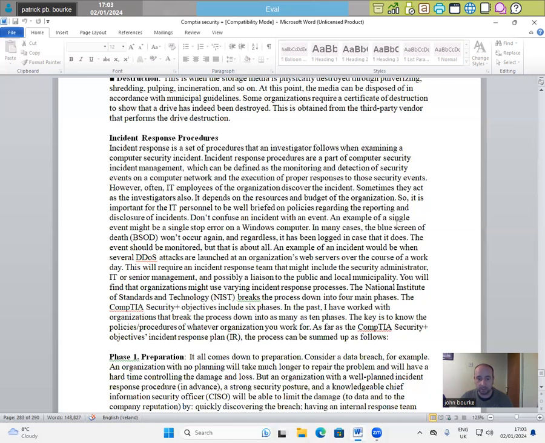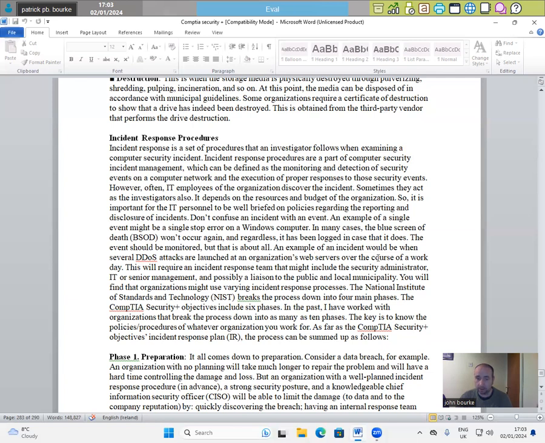An example of a single event might be a single stop error on a Windows computer. In many cases, the blue screen of death, BSOD, won't occur again, and regardless, it has been logged in case that it does. The event should be monitored, but that is about all.